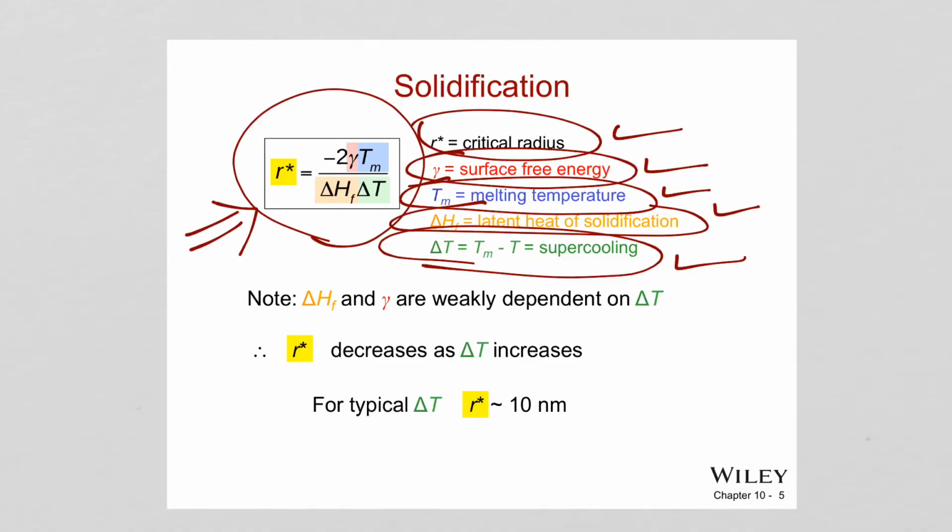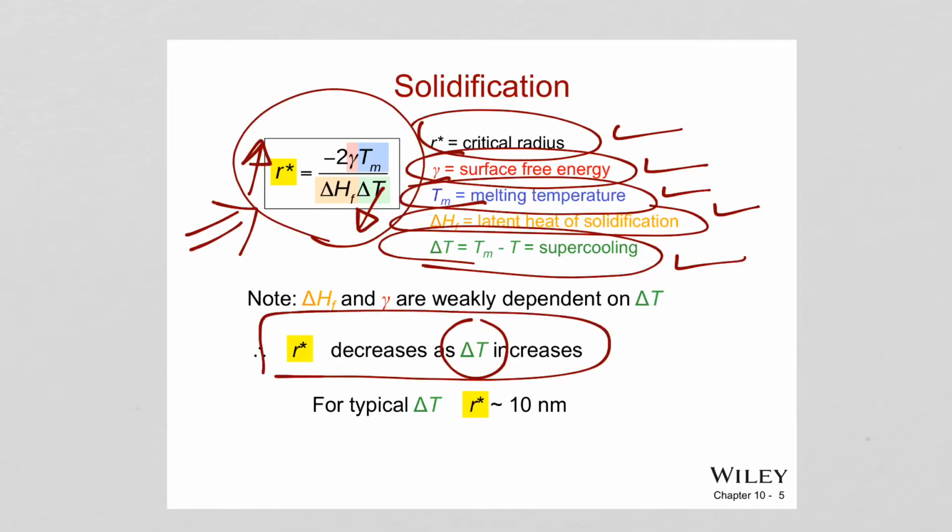For example, you can say, as I decrease delta T, the critical radius is increasing, right? In other words, the critical radius is decreasing when I increase supercooling. So the farther away I am from the melting temperature, the smaller the critical radius is. Therefore, it is easier for the nuclei to reach that critical radius, because it's smaller, and make them stable. So it is easier to form stable nuclei as I increase the supercooling.